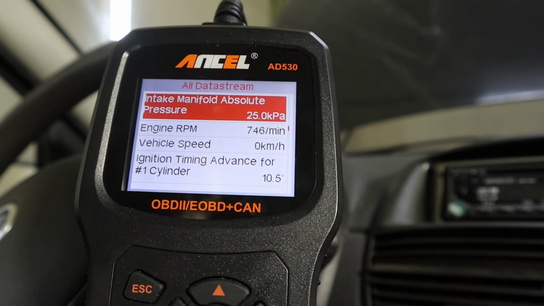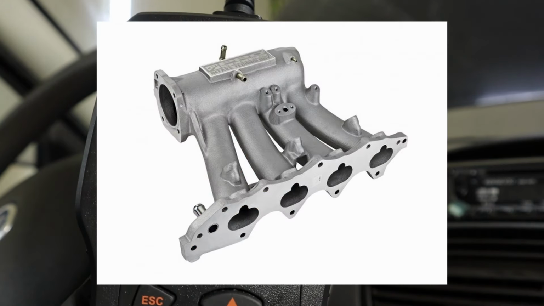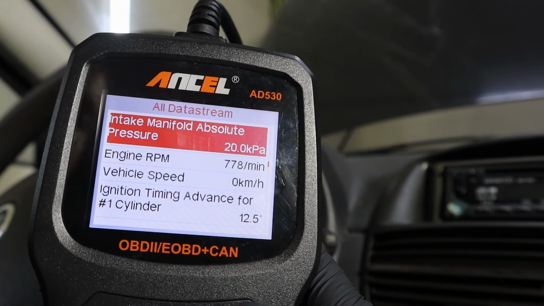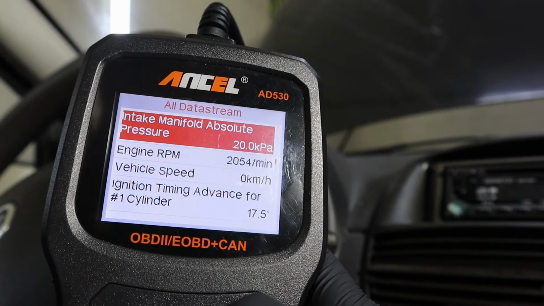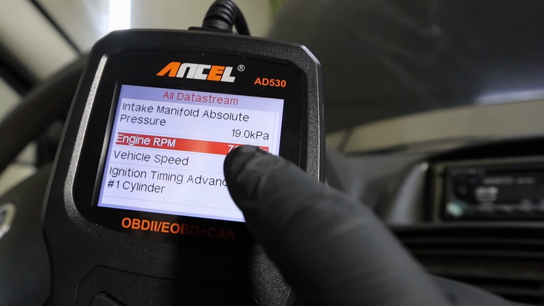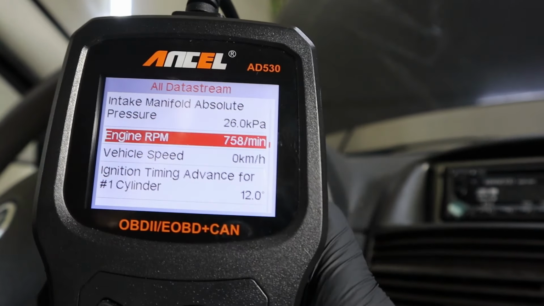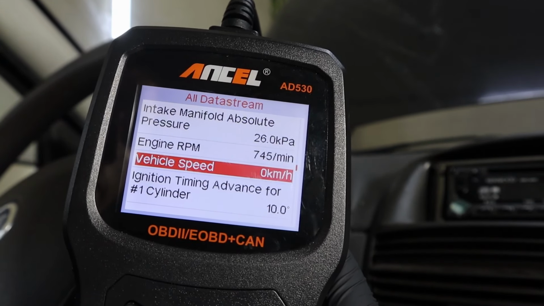Then we have intake manifold absolute pressure, so the pressure in your intake manifold. We can see with the gas pedal open we got more pressure in our intake manifold. Then we have the RPM, same as the coolant temperature, that you can simply watch on your dashboard. Vehicle speed, so the speed of your vehicle of course.